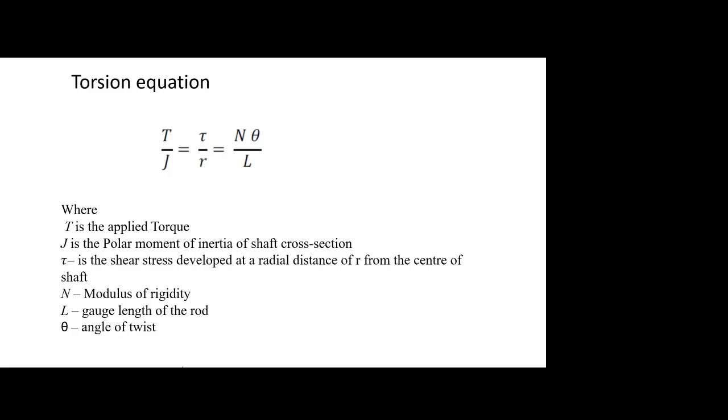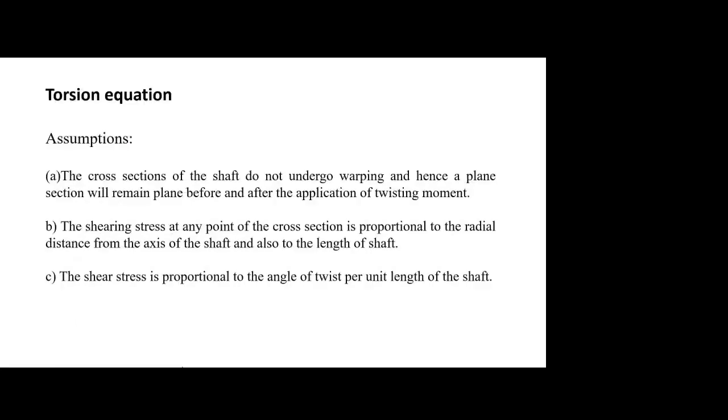While deriving this equation, the actual assumptions that are made: the cross section of the shaft does not undergo warping, and hence a plane section will remain plane before and after the application of the twisting moment. Then the shearing stress at any point of the cross section is proportional to the radial distance from the axis of the shaft and also to the length of the shaft. That means directly proportional. That shear stress is proportional to the angle of twist per unit length of the shaft. So these are the assumptions.